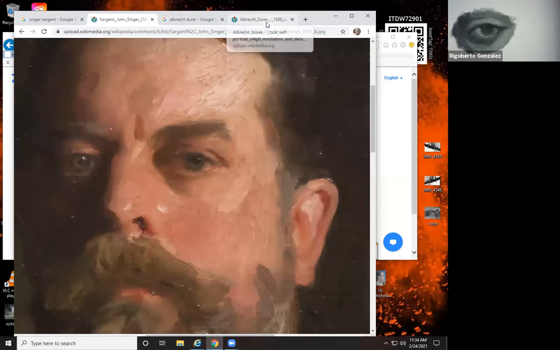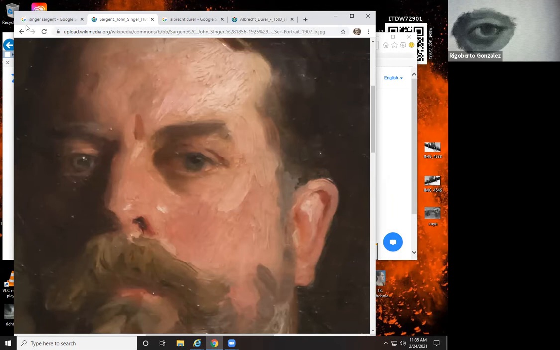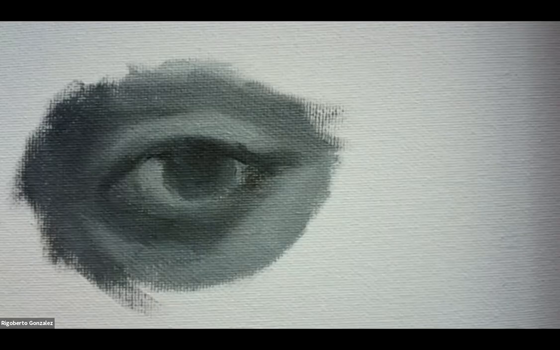And Dürer would do engravings also, very small engravings, a type of printmaking. So yeah, just keep that in mind. Which do you want to go for?